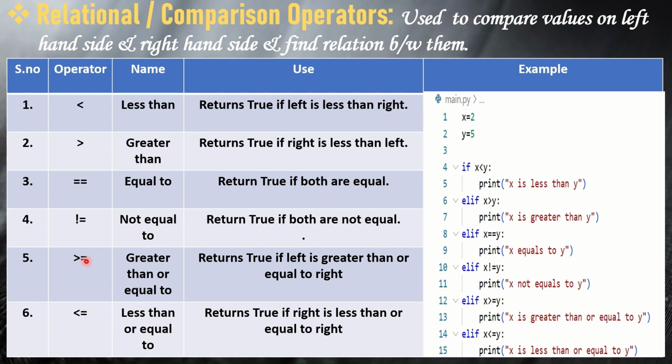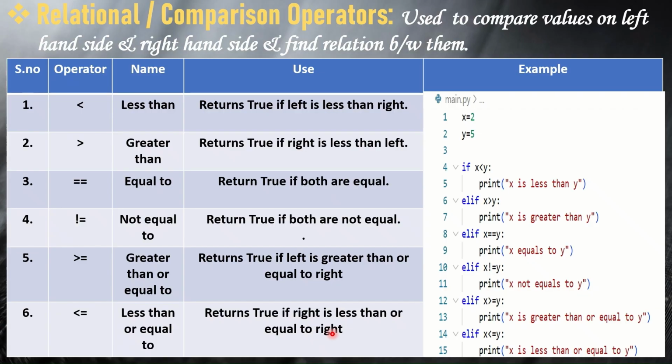Similarly, we have the greater than or equal to symbol to check whether the left operand is greater than or equal to the right operand. If yes, then finally it returns true. If no, then it moves to the next statement. Similarly, we have the less than operator and the less than or equal to operator. This only returns true if the right operand is less than or equal to the left operand.